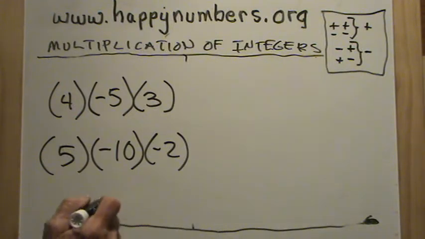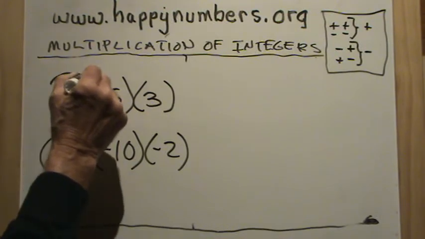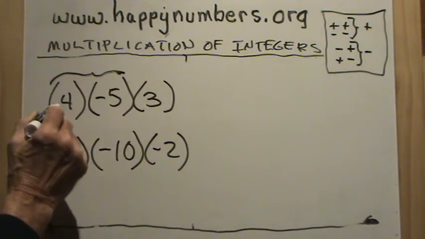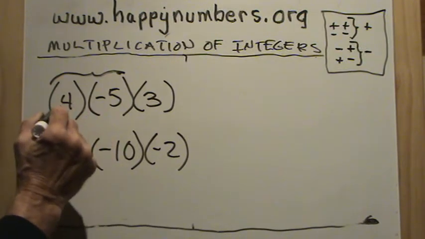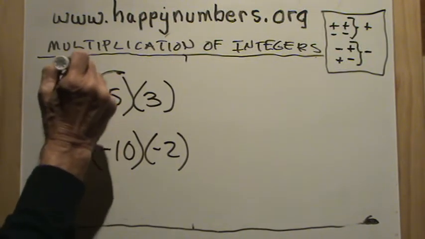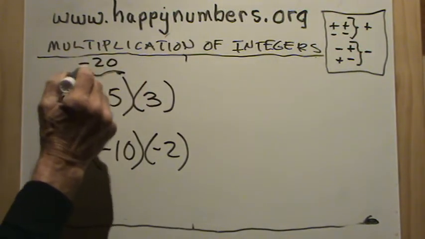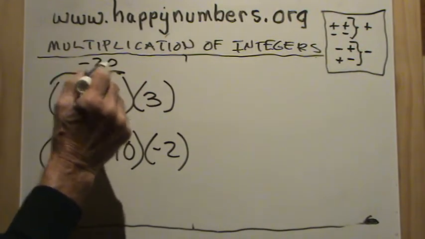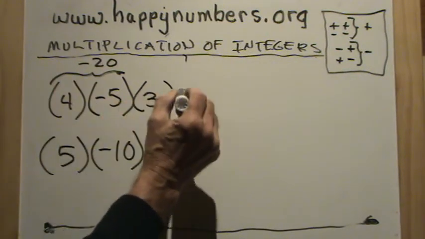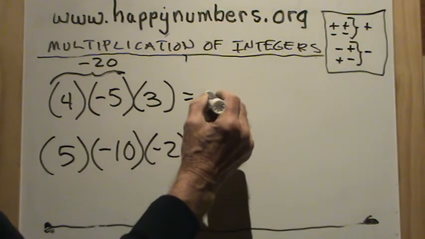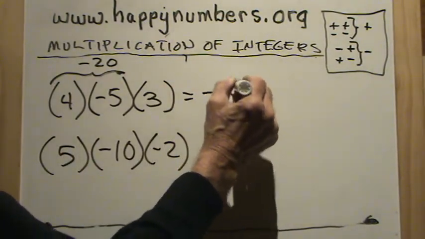Okay, let's start by doing this one first. Positive 4 times negative 5. Okay, so positive and negative gives me negative. 4 times 5 is 20. So I have a negative 20. Now a negative 20 times positive 3. I'm multiplying a negative and a positive. So my answer is negative. And 3 times 20 is 60.